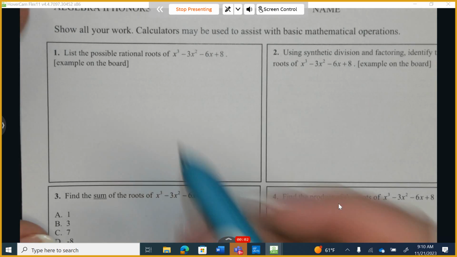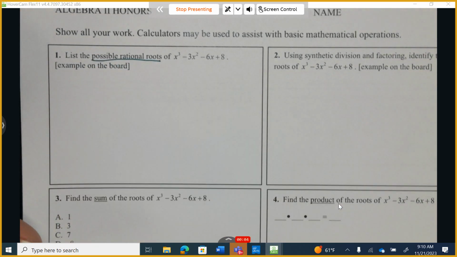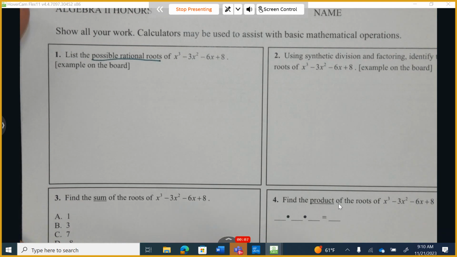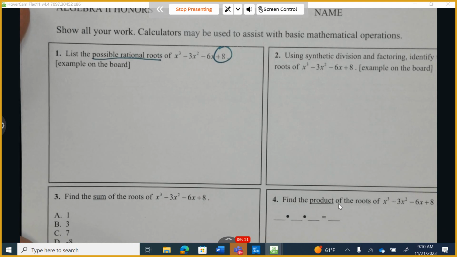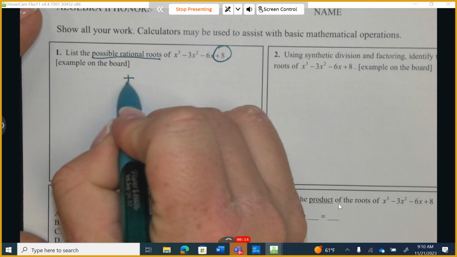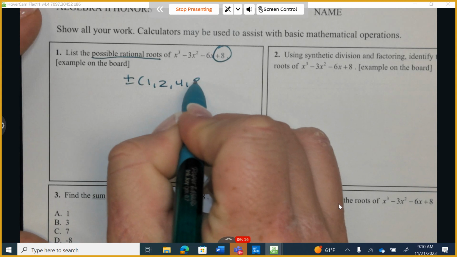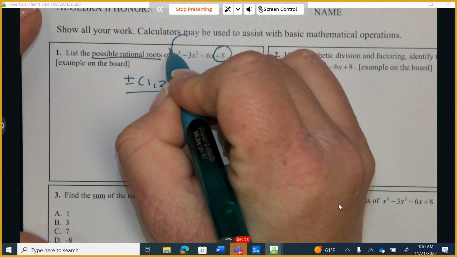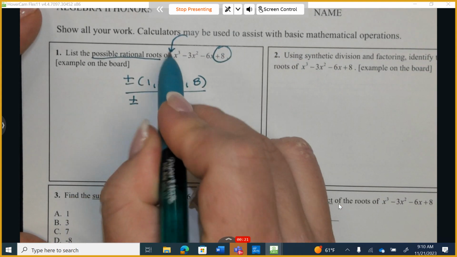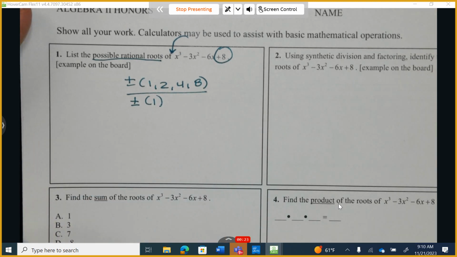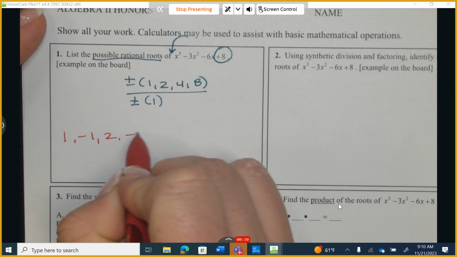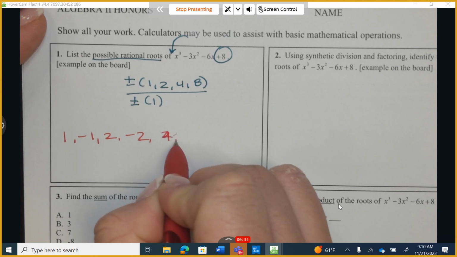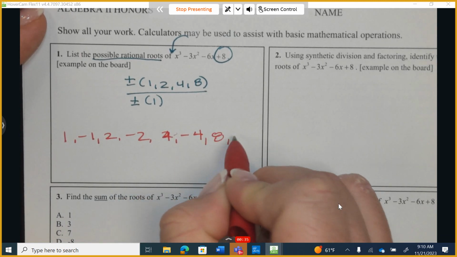In problem number 1, we're going to list all the possible rational roots. So using the rational root theorem, I'm going to circle the constant, and I'm going to identify all of the factors of 8: 1, 2, 4, and 8. Then I'm going to look at the leading coefficient, and I'm going to identify all the factors of, in this case, a hidden 1. Now I'm going to list all of the possible rational roots: 1 and negative 1, 2 and negative 2, 4 and negative 4, and 8 and negative 8.